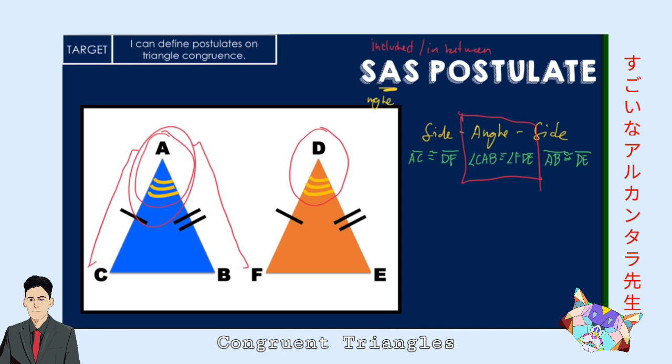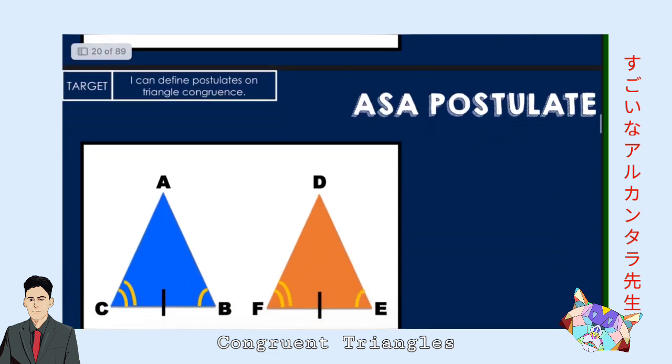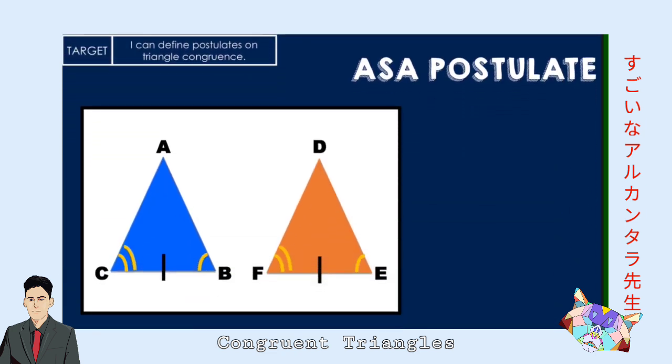Anyway, next, we also have what we call ASA. This one is pretty simple. I'm so sorry, guys, I'm so sleepy. But basically, here we have angle, side, angle. The side is included or in between. We can notice that already in terms of the symbols.